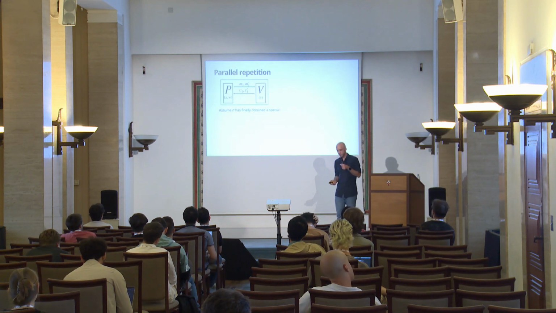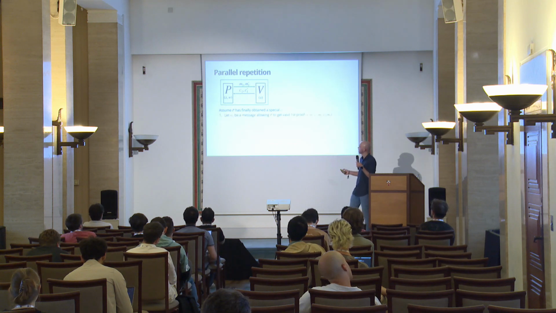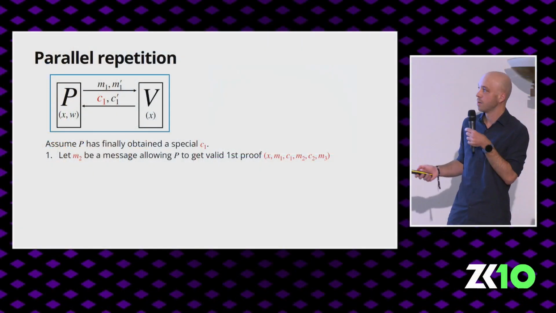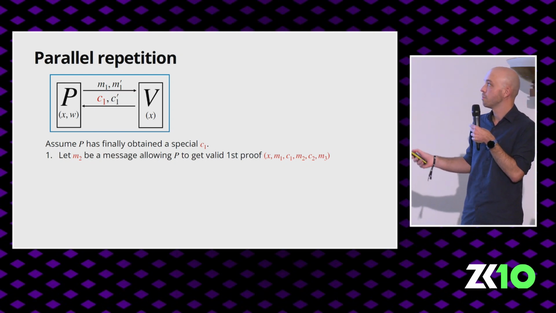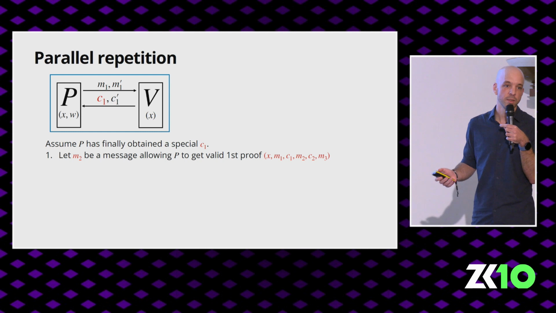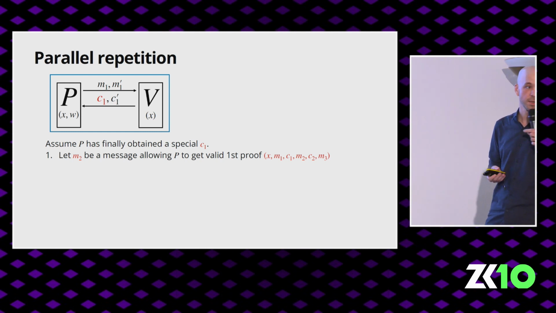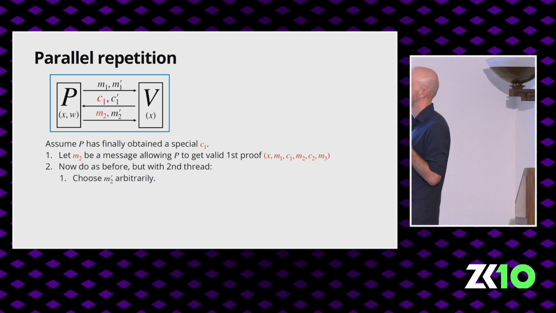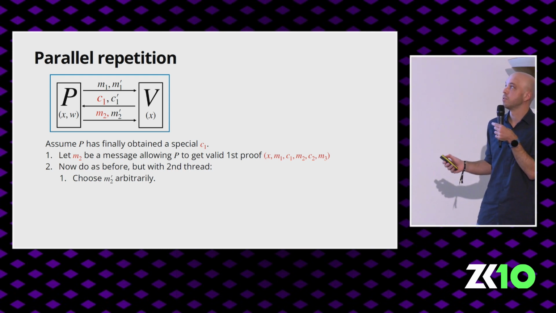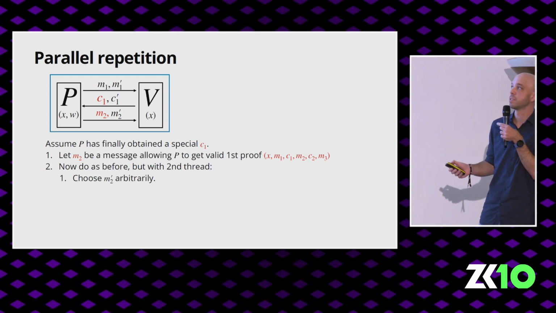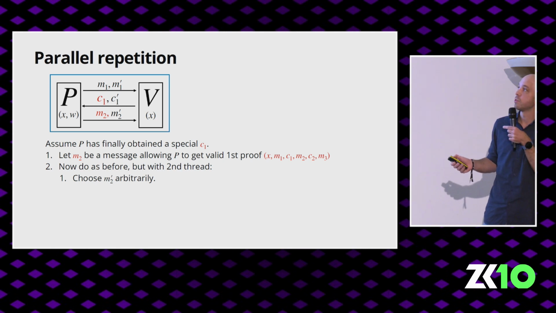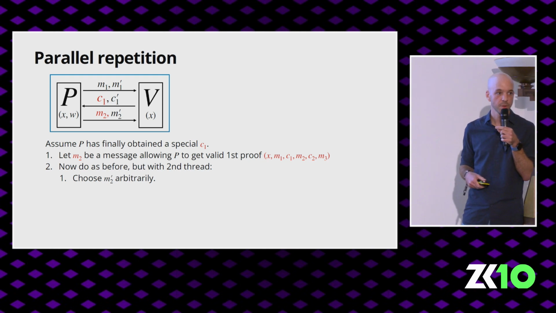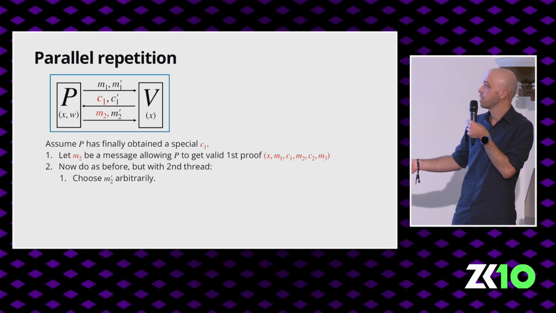Okay, so let's suppose that the prover has managed to get this special first challenge. How does it proceed? Well, now the first thread is basically broken. The prover knows how to complete the first thread and get a valid proof for pi 0. What does it do next? For the second thread, it will choose messages in a way that allows it to break this thread of pi 0. And it chooses M2 prime arbitrarily.